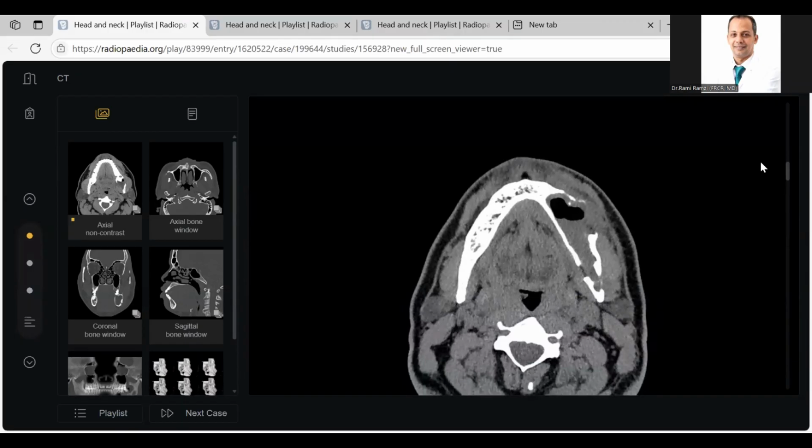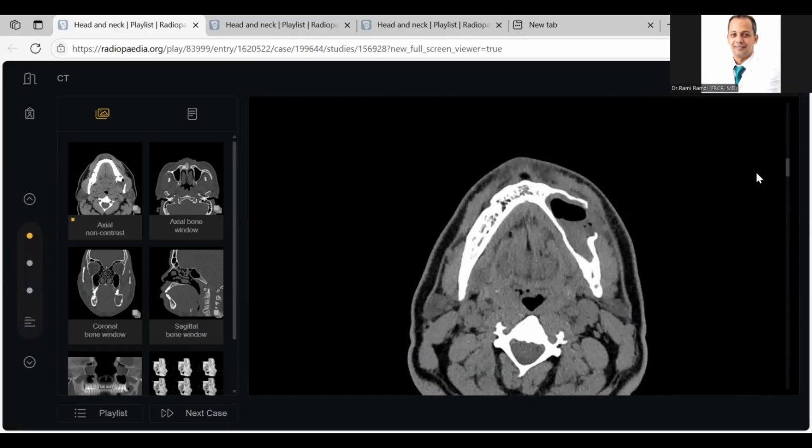So from this imaging, it's looking like osteomyelitis of the mandible with abscess formation. I will check the post contrast images as well as the full set of the images, coronal images and the sagittal images as well.